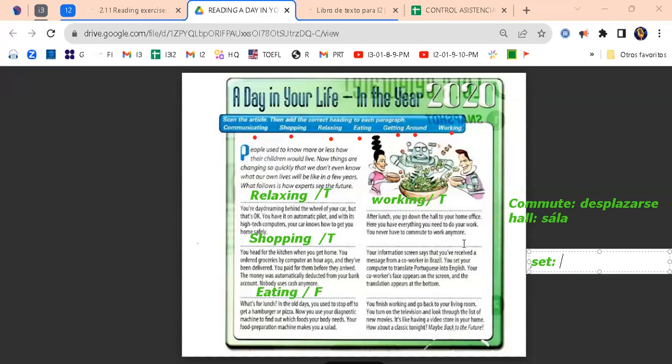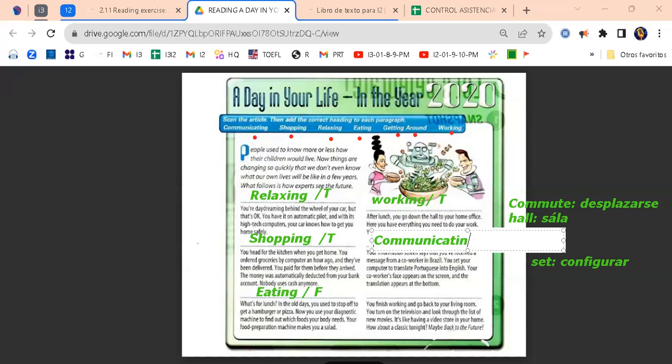I think it's communicating. Communicating, okay, good. But what is set? Set means? It's like configurar. Configurar, okay. So you configurar. Or you said something, let's say, establecer, right? Configurar. Then you think it's communicating, right?